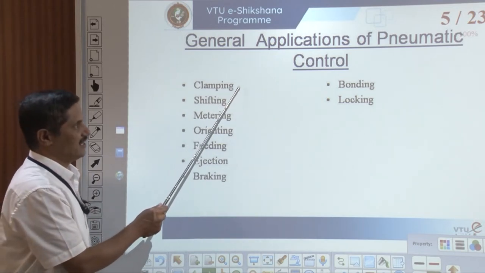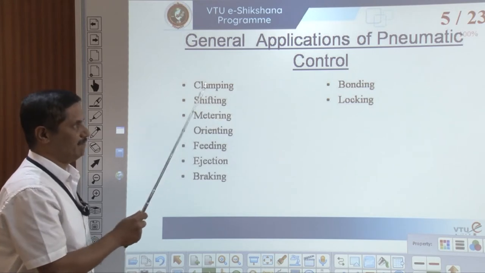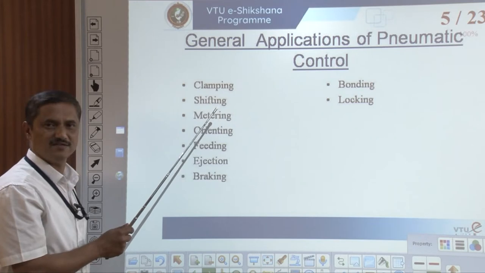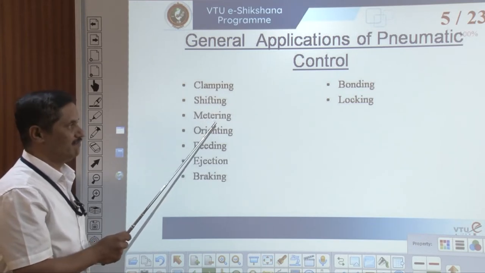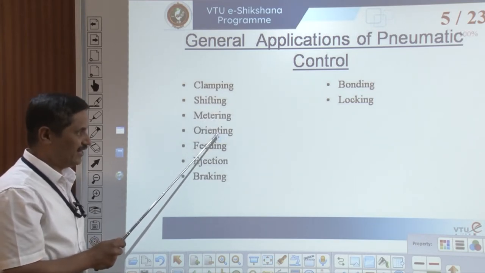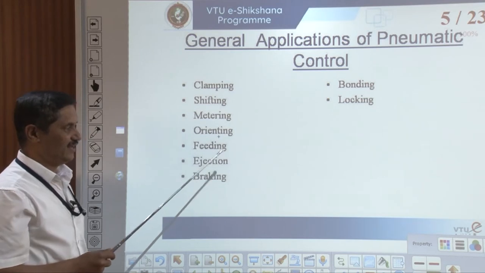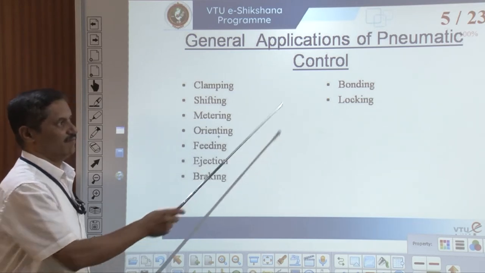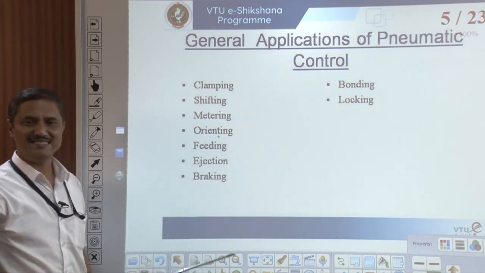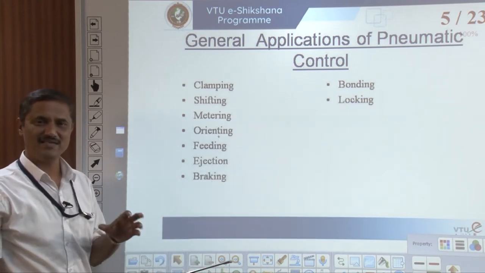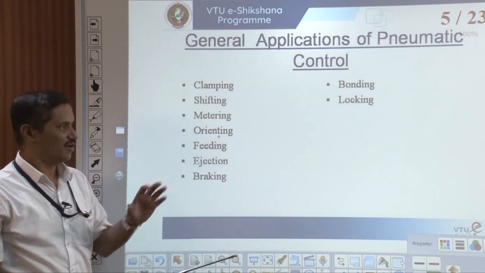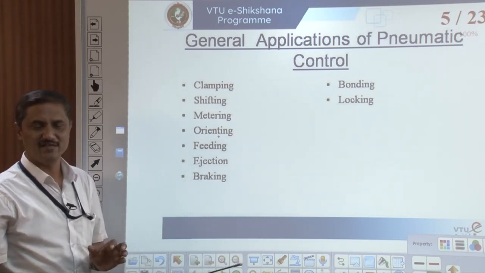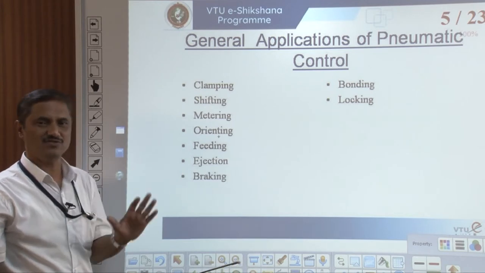Such kinds of applications, that is clamping applications, shifting and lifting kinds of application you can use, metering, orienting, feeding, ejecting or ejection, braking, bonding and locking. These are the areas where pneumatics is being used. Not only these areas, we have only listed a few applications. It is extensively used in many others.